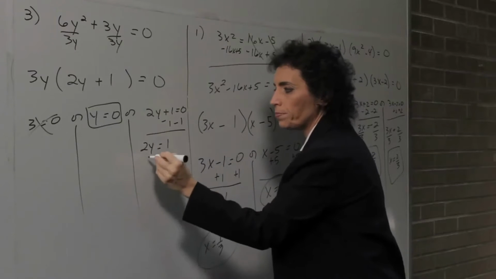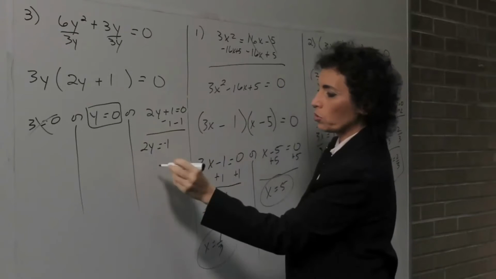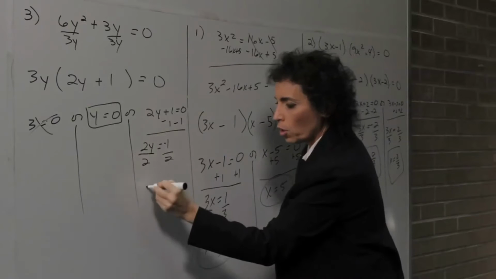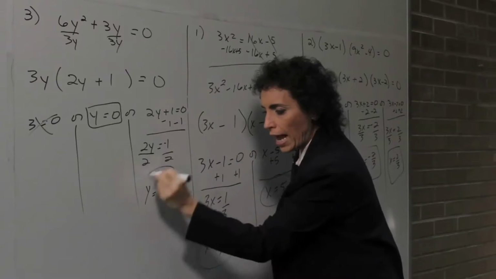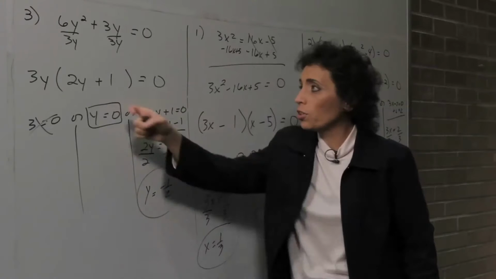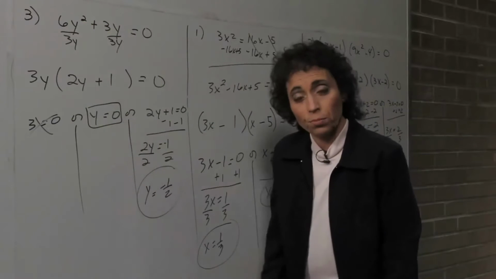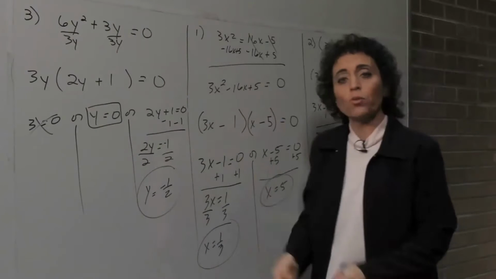2y equals negative 1. Divided by 2. Y equals negative 1 half. And now we're done. 2 solutions, quadratic. Awesome. Okay? As soon as I get these off the board, we'll do the next 3.